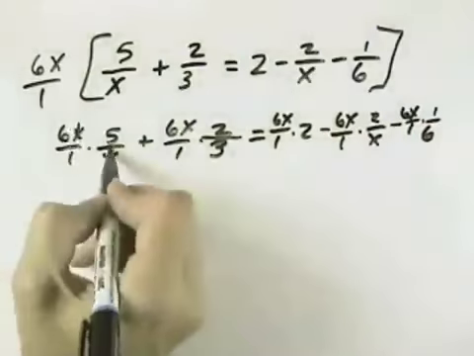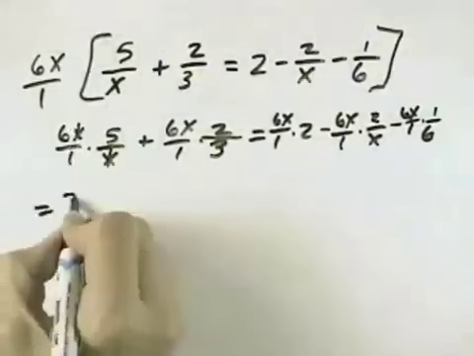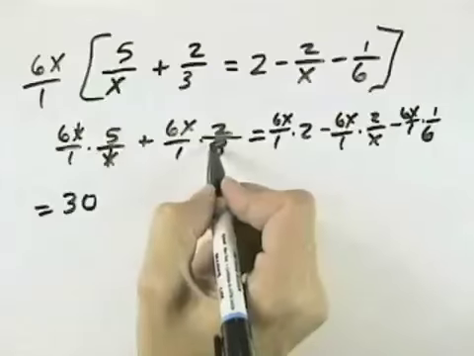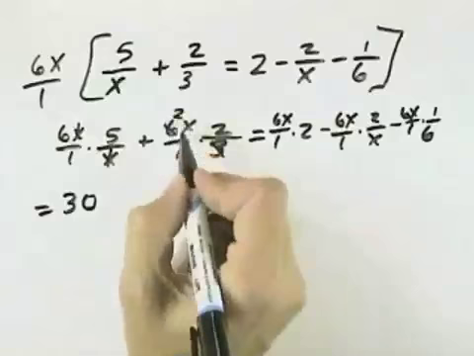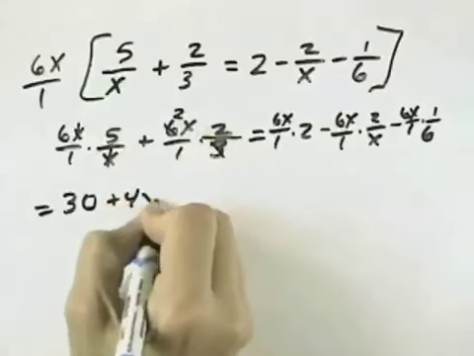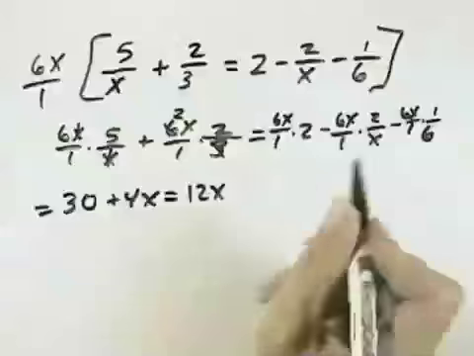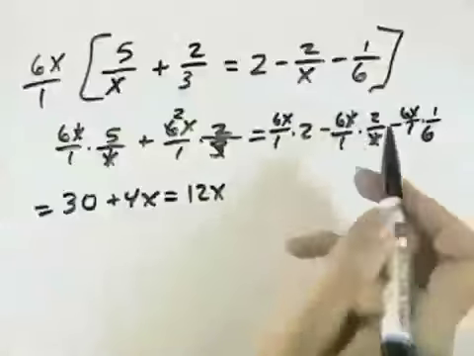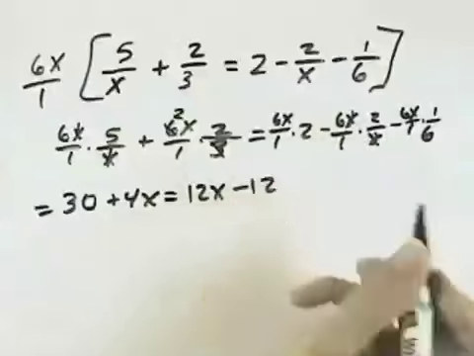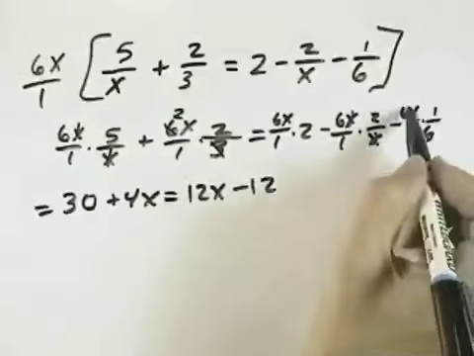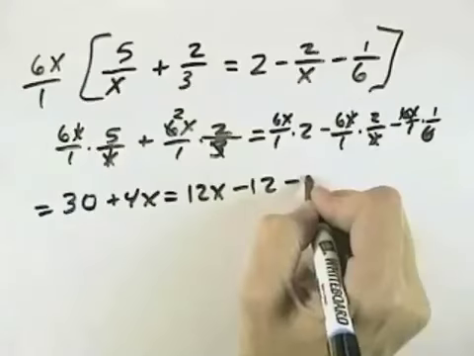Here the x's cancel, leaving 6 times 5, which is 30. Here the 3 cancels, leaving a 2x times 2, which is 4x. Then we have a 6x times 2 is 12x. The x's cancel, leaving a minus 6 times 2 is minus 12. And finally, the 6's cancel, leaving a minus x.